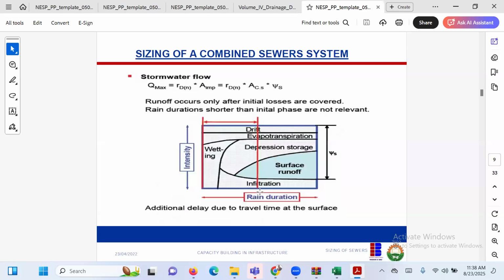So I've said this before. I have also explained this before, that before runoff occurs, there must be wetting, there must be drifts, there must be evapotranspiration, there will be depression storage, and then there will be infiltration. That is why only a small quantity will come as runoff.